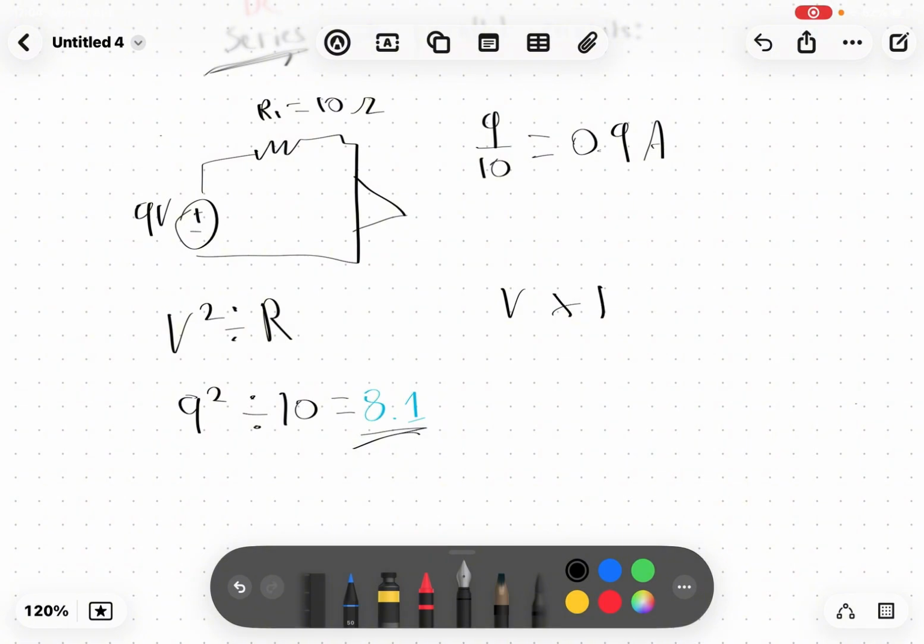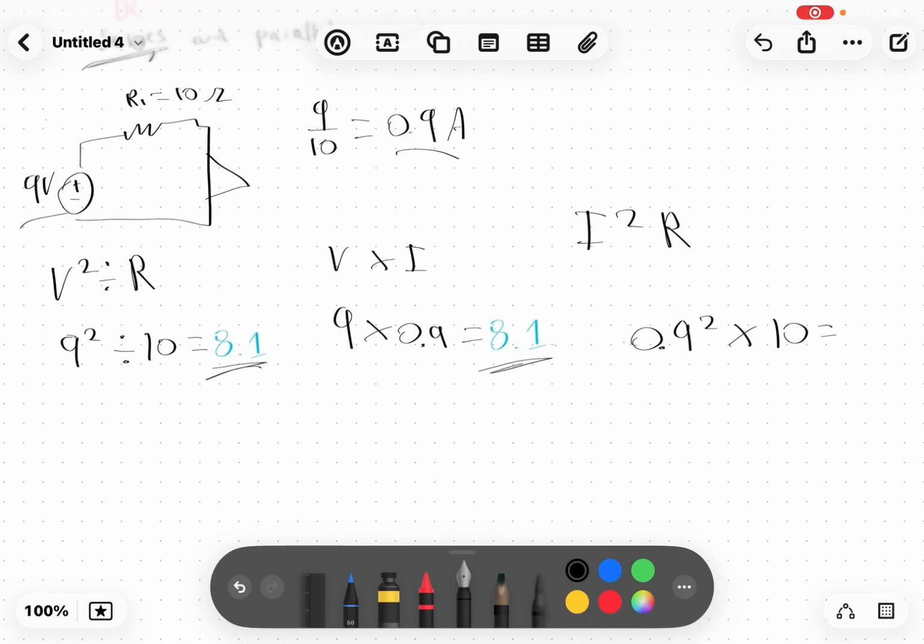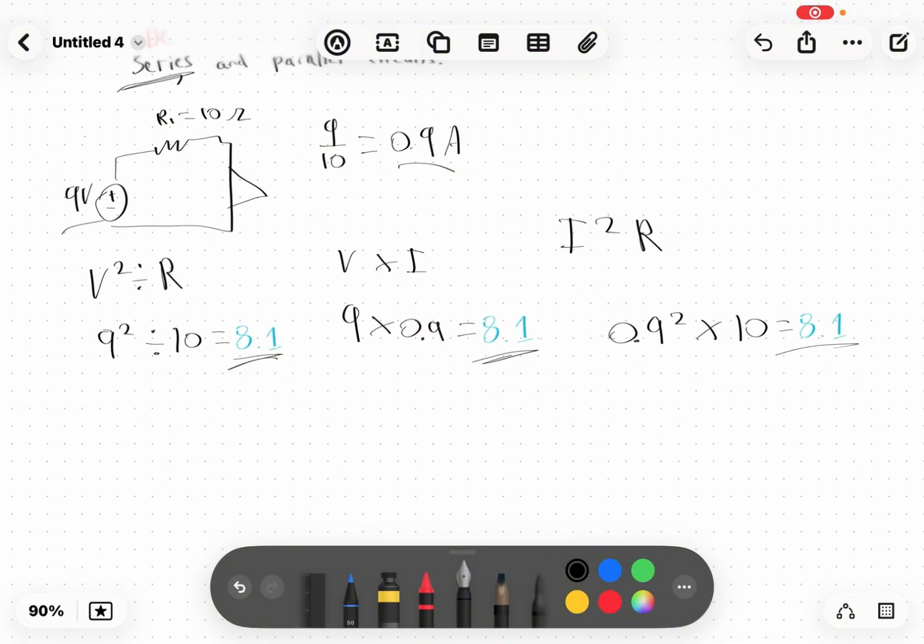Current, so yeah. The voltage is 9, the current is 0.9, and that equals the same answer because it's the same power. The third method, which the video didn't even include, so this is my own knowledge, is I squared, current squared, times the resistance. So 0.9 squared times 10 equals the same, and the unit is watts.